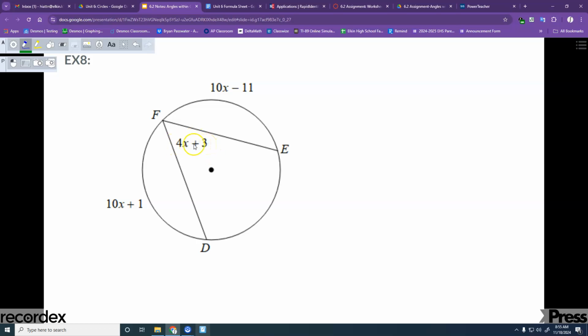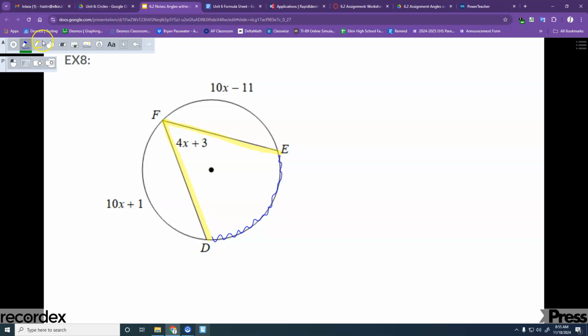So that would mean 4x plus 3 equals the whole circle. So this is an inscribed angle right here, and this is the arc that goes with it. So is that the whole circle? No. Is it half the circle? No. Now, we are going to have to use the whole circle. We are going to have to do that. So we have to use 360 here.